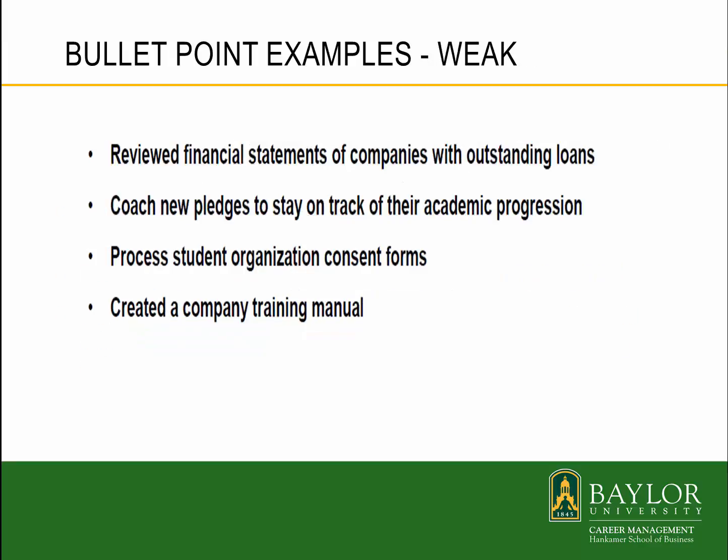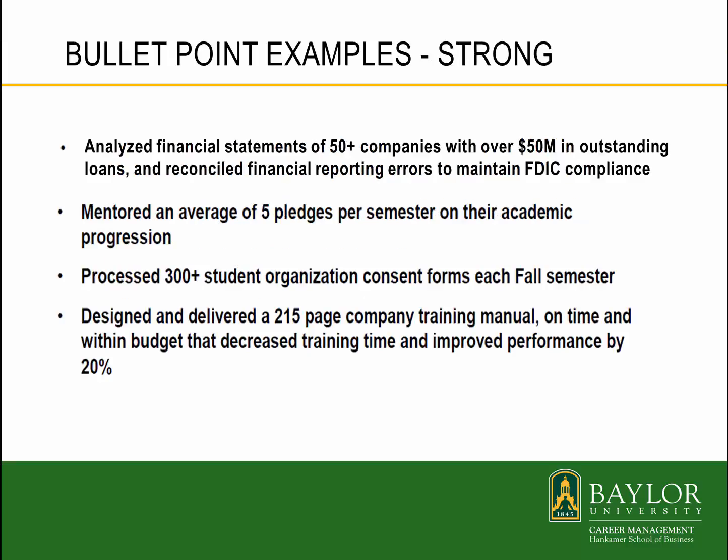Going back to the weak slide, we have the second one. It says, coach new pledges to stay on track of their academic progression. Okay, that's really clear and to the point, but sometimes you need to make minor changes to be more effective. So in this one, we said, mentored an average of 5 pledges per semester on their academic progression. Mentored was subbed out for coaching, which is a good word choice. And then we also have some scope and scale with 5 pledges per semester and then academic progression.